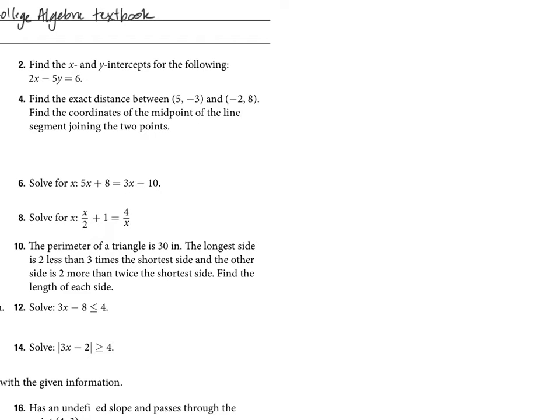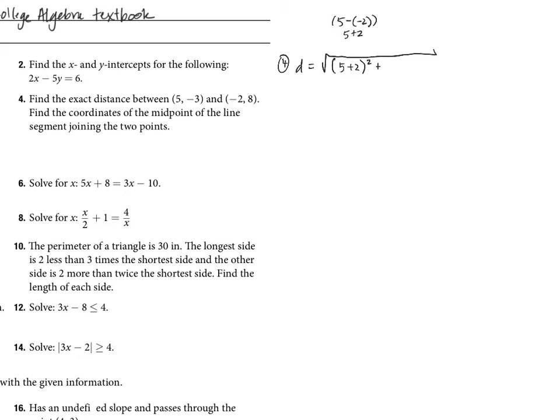All right, number 4. Find the exact distance between 5, negative 3 and negative 2, 8. Find the coordinates of the midpoint of the line segment joining the 2 points. So the distance is going to be given by the formula x2 minus x1, so 5 minus a negative 2. Remember, if you have 5 minus a negative 2, these 2 negatives end up making a plus. So I went ahead and wrote it like that in the formula.